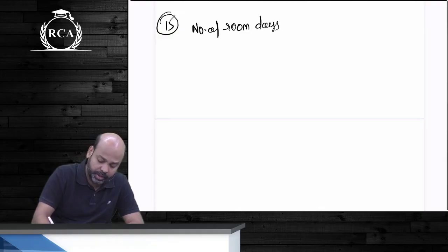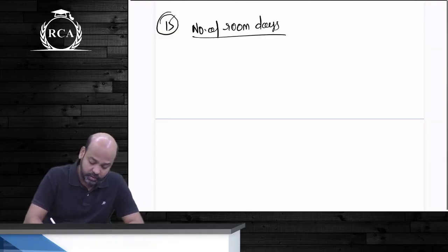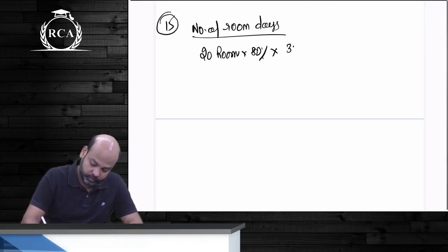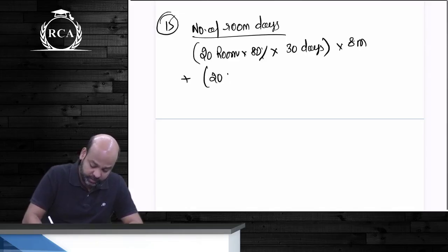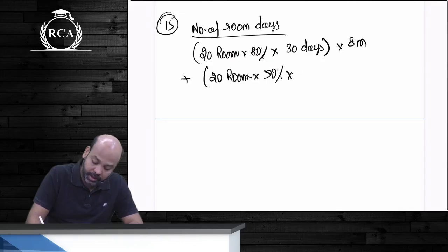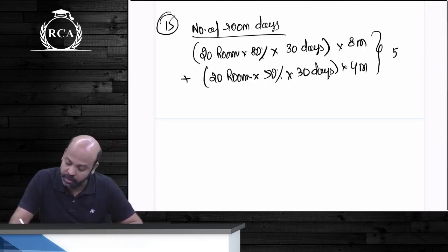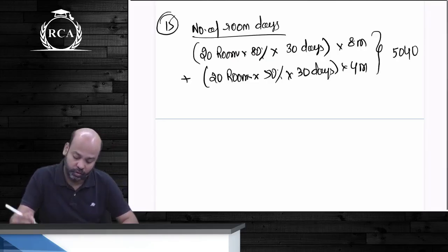Number of room days as such, guys, would be 20 rooms into 80% into 30 days into how many months, beta? 8 months. Next, beta, 20 rooms multiplied by 50% occupancy multiplied by 30 days multiplied by how many months? 4 months. Total of both: 5040 number of room days, guys.